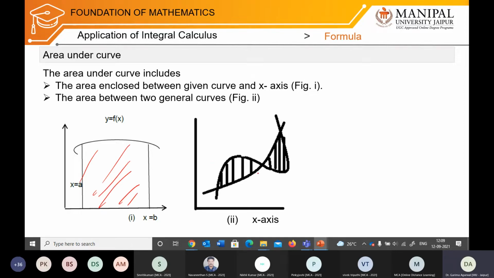And the second is the area between two curves. Let's say I have these two curves, and I need to find the area. So this shaded part is the area. Now the question is how we can find the area, what are the limits, what are the formulas, that we'll discuss through example.